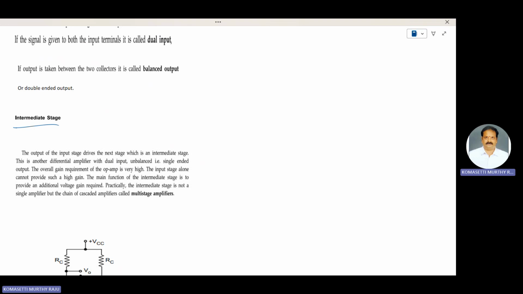The overall gain requirement of an op-amp is very high. In ideal case, it is infinity. In practical case, it has a high value, 2 into 10 power 5. The input stage alone cannot provide such a high gain. The main function of the intermediate stage is to provide the additional voltage gain requirement.